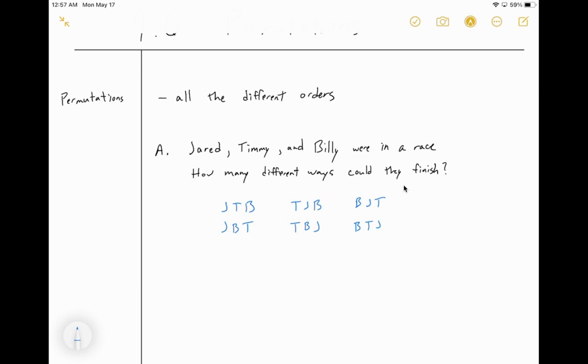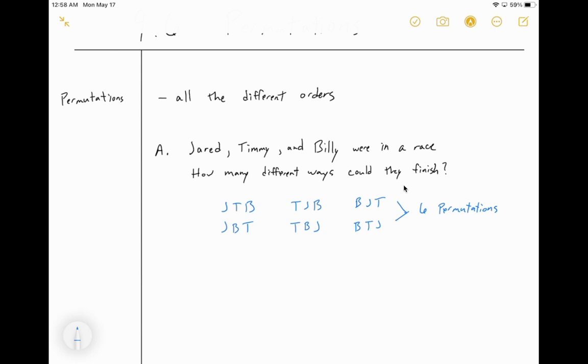Now, you could do it this way. You could list them all out. These are the six. There's six different permutations. There are six variations to their finishing order. Now, wouldn't this be a pain if you had like 20 people in the race? That'd be hard. You don't want to have to list them all out. So, luckily, there's a better, more mathematical way to do this. And really, it's quite simple.